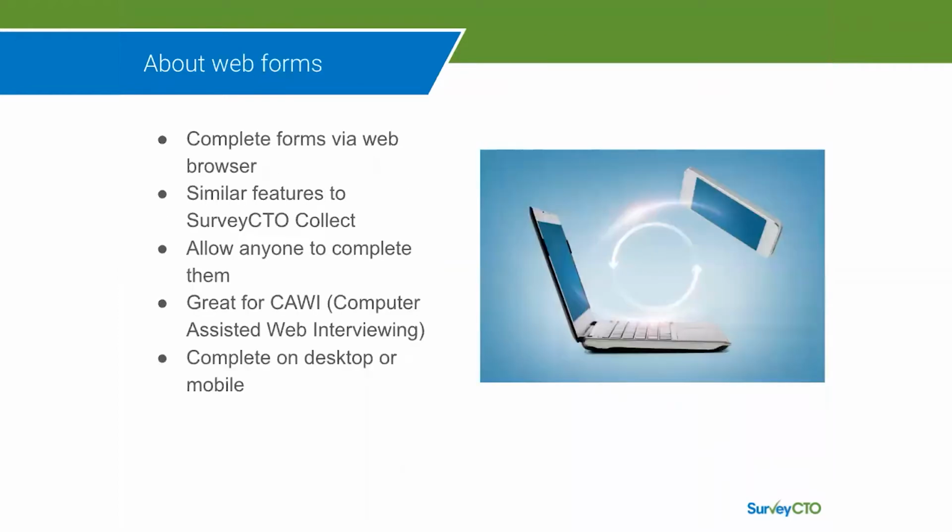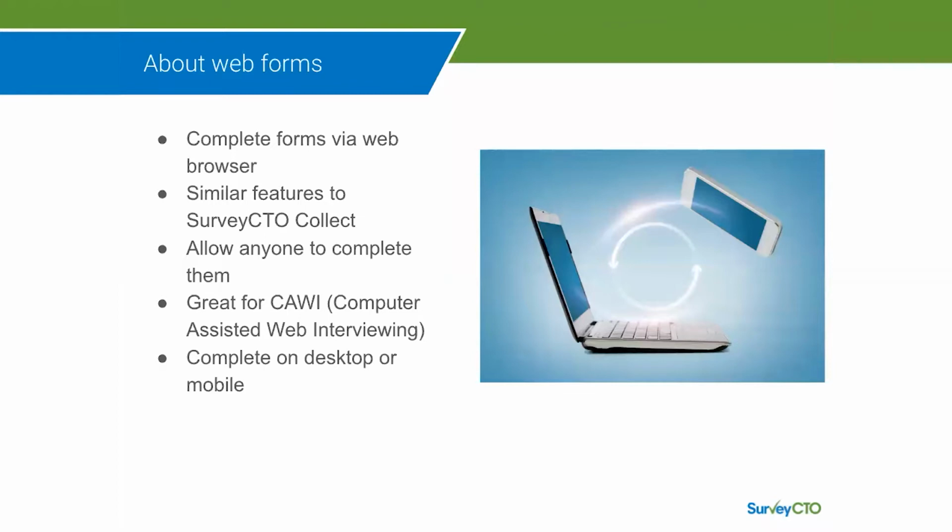Web forms are a way to fill out forms using a web browser with no need to download any additional applications. Web forms have many of the same features as the SurveyCTO Collect mobile app, the most obvious being that either can be used to fill out forms. Additionally, just like in SurveyCTO Collect, in web forms, you can start forms over, change the form language, go to the next field by swiping, and so much more. We will go over the features in detail a bit later.